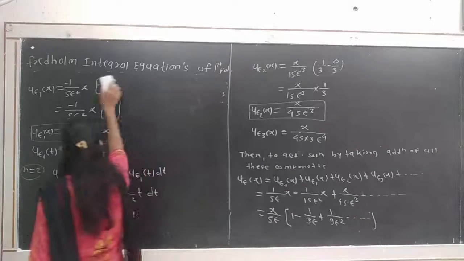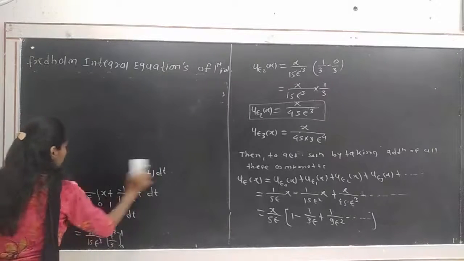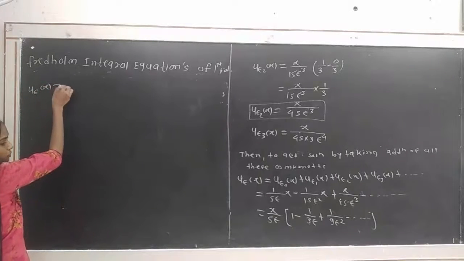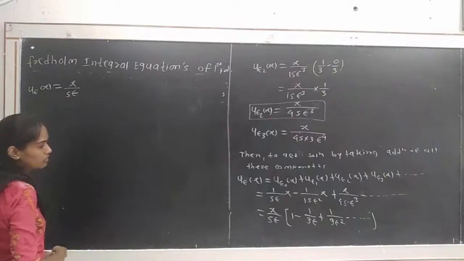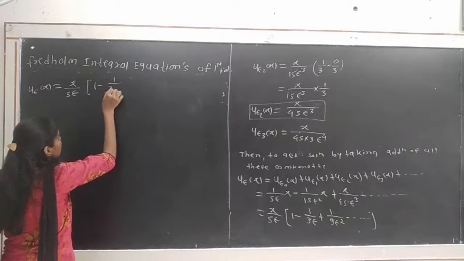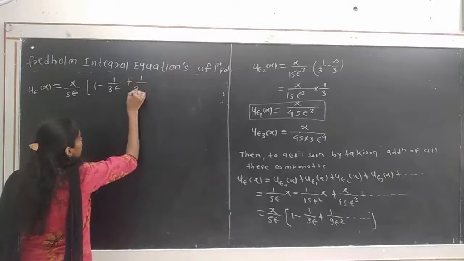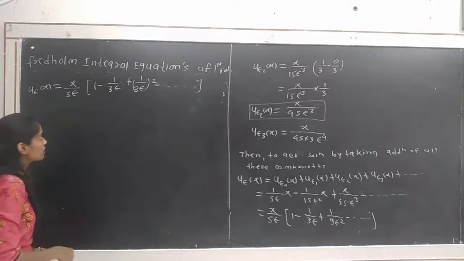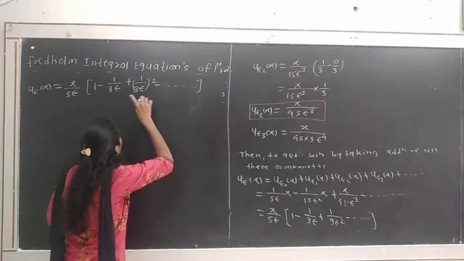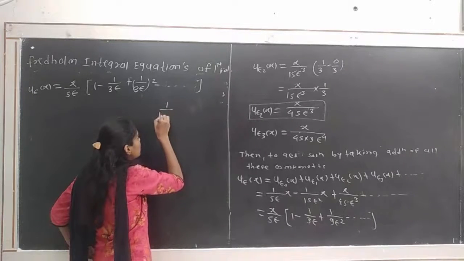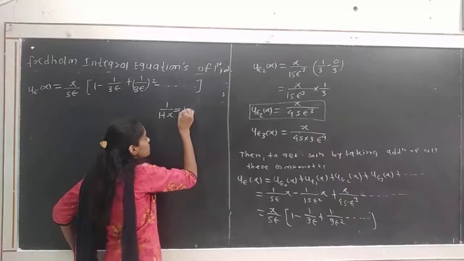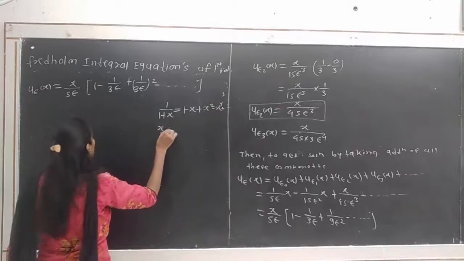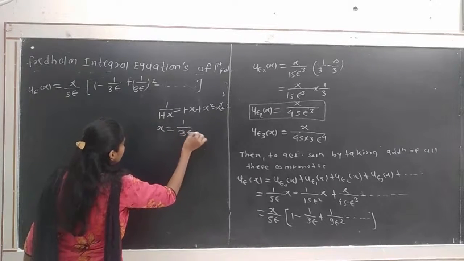Then we simplify this series to get the solution of equation number 2. So we have u epsilon x is equal to x divided by 5 epsilon, and rewrite this series as 1 minus 1 by 3 epsilon plus 1 divided by 3 epsilon square, then minus and up to so on. So we get the alternating series. For writing the function, we use the series expansion of 1 divided by 1 plus x, which will be 1 minus x plus x square minus x cube plus up to so on. So here we consider x is equal to 1 divided by 3 epsilon.